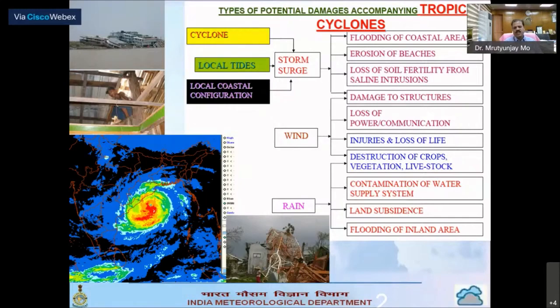The rainfall associated with cyclone causes contamination of water supply system, land subsidence, flooding of inland areas. So all these three are occurring at the same time. So therefore, the cyclone is considered as a killer.